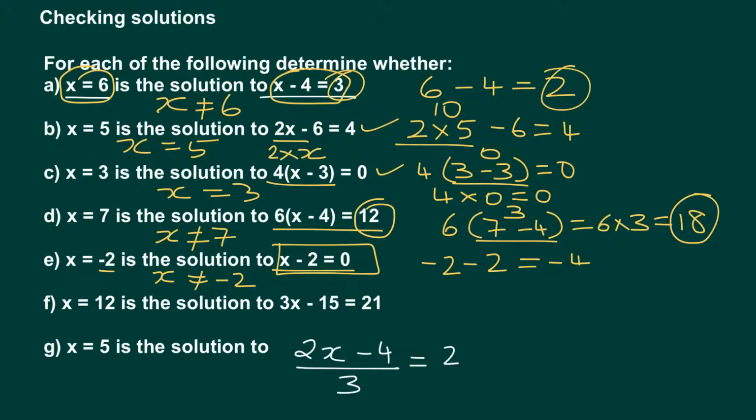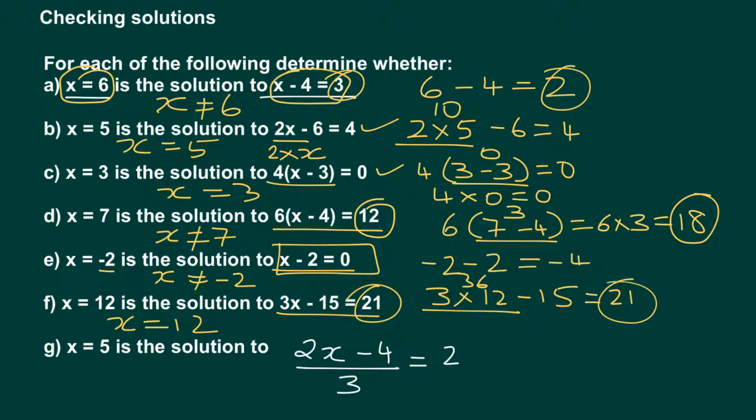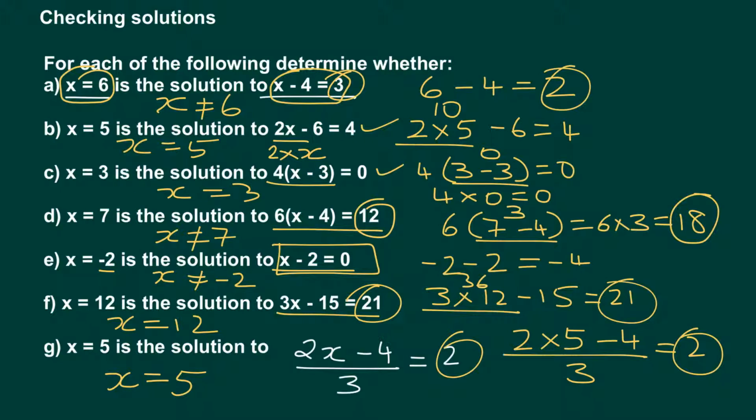So x equals 12 is the solution to 3x minus 15 equals 21. So we have 3 times 12 minus 15. So 3 times 12 is 36. Minus 15 is 21. So x equals 12 is the correct solution as we got the right answer. Finally, we have x equals 5 is the solution to 2x minus 4 over 3 equals 2. So we have 2 times 5, which is 10, minus 4, which is 6, divided by 3, which is 2. There you go. So x equals 5 again is the correct solution, as we got 2 as the output for both numbers.